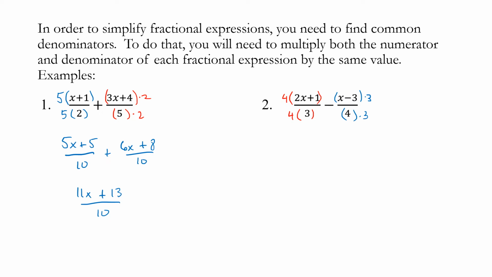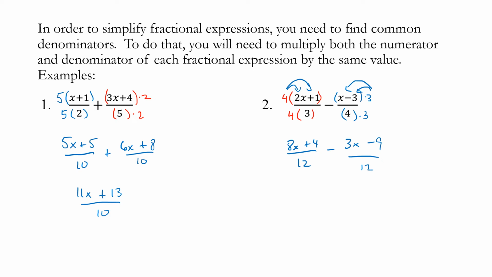Alright, so now going through this, we have 4 times (2x + 1), so 4 times 2x is 8x, and 4 times 1 is 4. So I have (8x + 4) over 12. Now I'm subtracting. I have 3 times x, which is 3x, and 3 times negative 3, which is minus 9, all over 12.